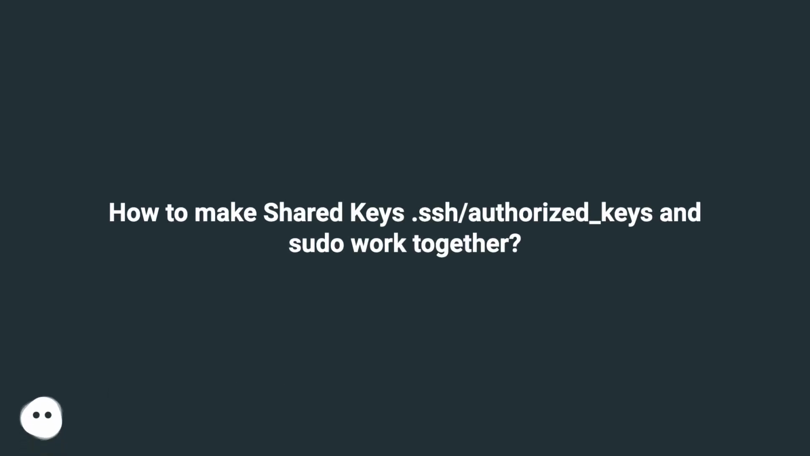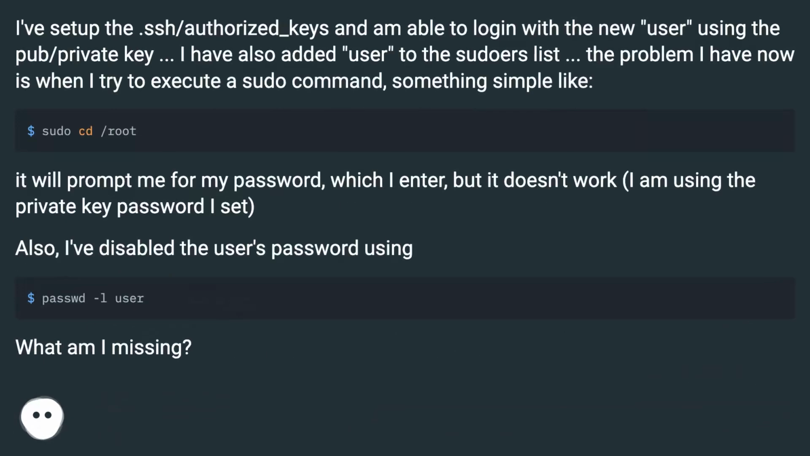How to make shared keys, .ssh/authorized_keys and sudo work together. I've set up the .ssh/authorized_keys and am able to log in with the new user using the pub/private key. I have also added the user to the sudoers list.